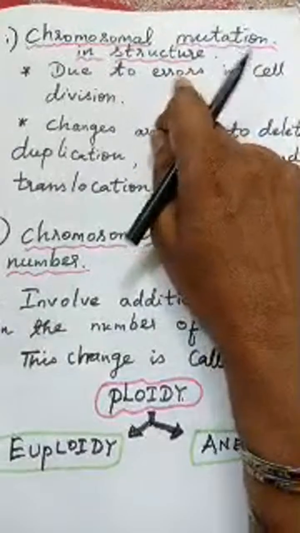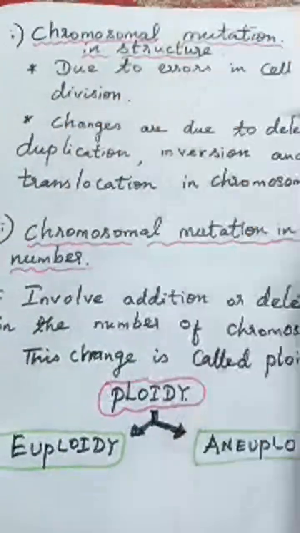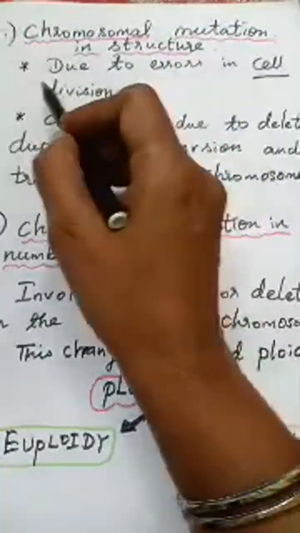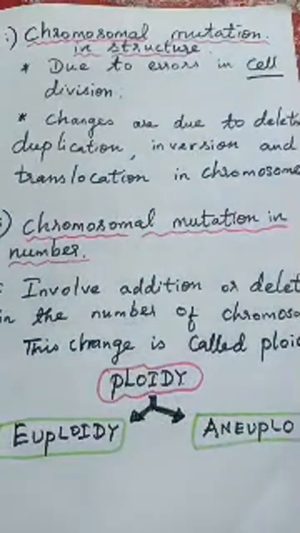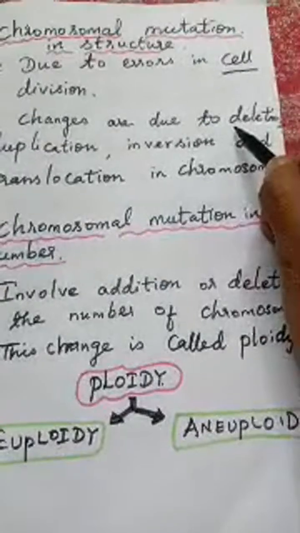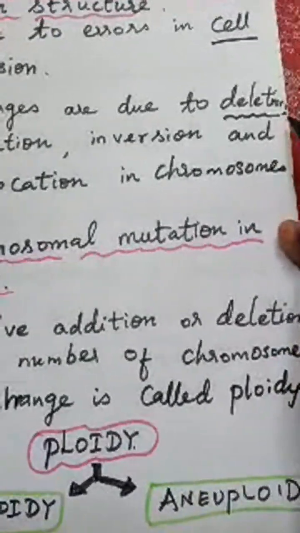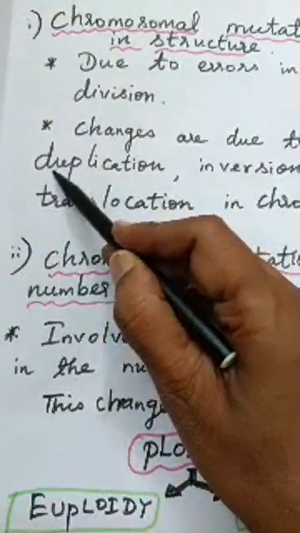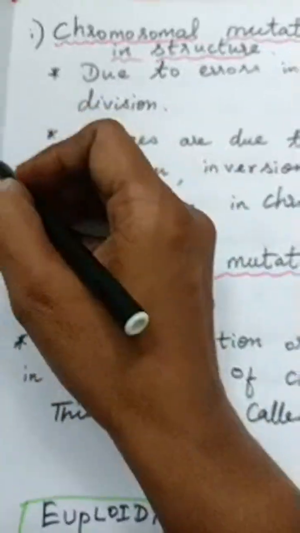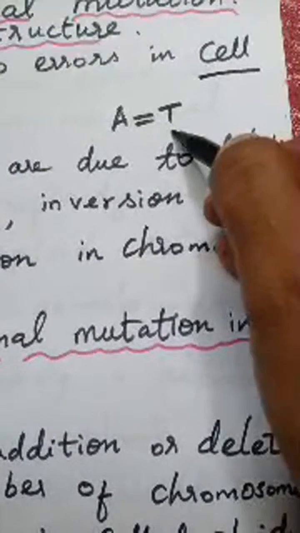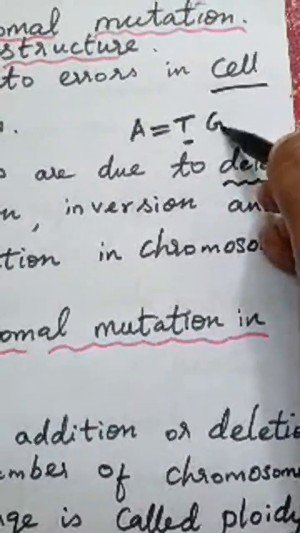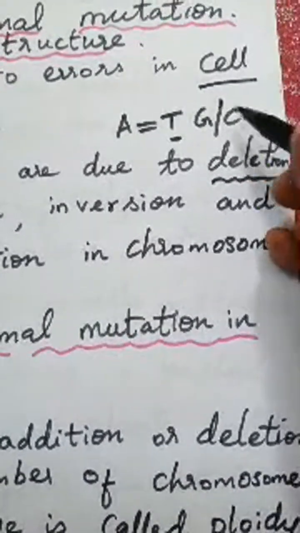That's mainly due to the errors during the cell division. Understood? So what will happen? There may be deletion, there may be duplication. Just now I showed, instead of thymine, any guanine or any other cytosine will come and take its place.